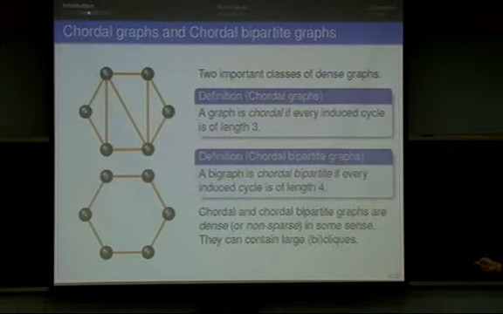And this is not chordal bipartite because it has an induced cycle of length 6. But if you put this edge, then the graph becomes chordal bipartite. Okay, and yes, they are dense in some sense. For example, chordal graphs can contain arbitrarily large cliques, and chordal bipartite graphs can contain arbitrarily large bipartite graphs.